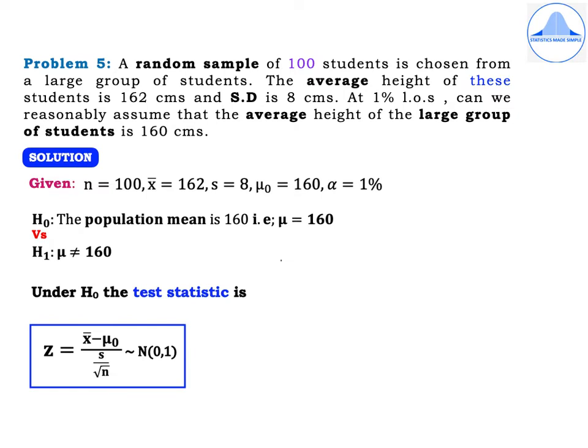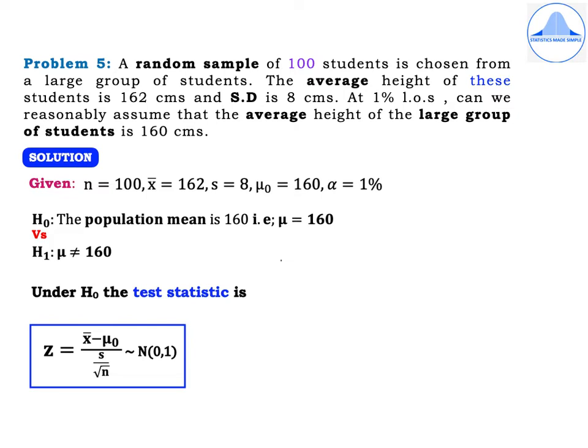So the average height of these students is 162 centimeters and standard deviation is 8 centimeters. The word "these" I have highlighted in blue color. So "these" means the students who are there in the random sample. So the average of the random sample is denoted by x bar. So x bar is 162 and the standard deviation of the sample is denoted by small s, which is equal to 8. So we have already got three values.